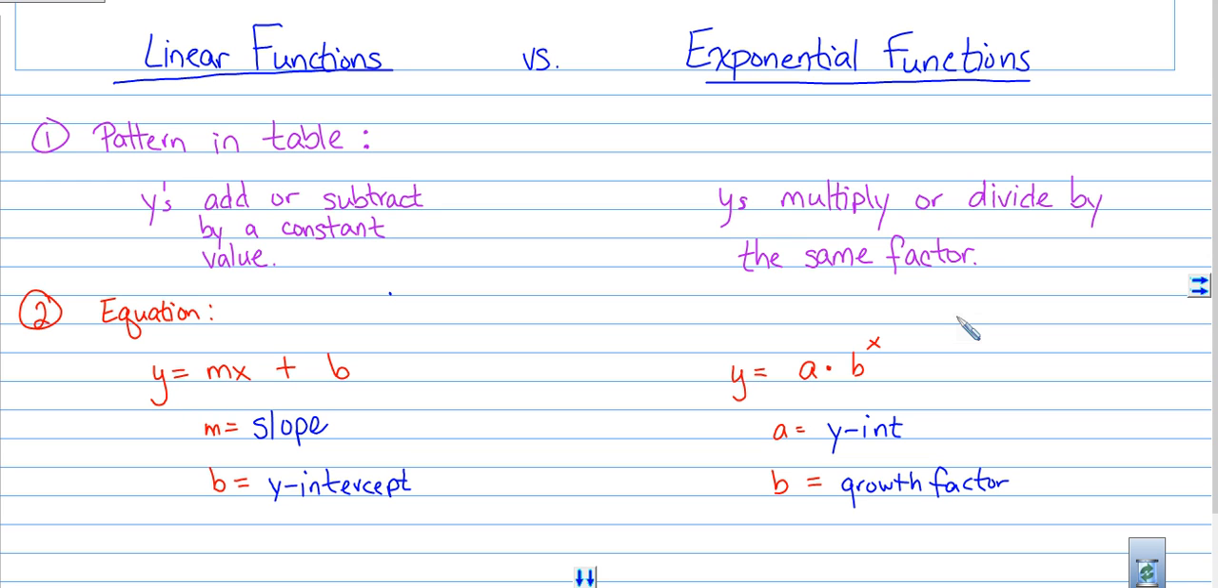And notice how the slope is really the pattern in the table for linear functions. B is the growth factor. That would be the number that you'd multiply, or the multiplication pattern in the table, and the b has an x on it and the slope has an x on it. So that's how you're easily able to compare the equations. The mx in linear is similar to the bx in the exponential. Growth factor and slope are similar: adding and subtracting, multiplying and dividing. Okay?